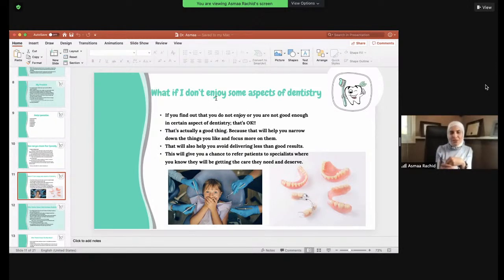Because at the end of the day, if you don't do a very good job, you'll see it tomorrow. Sometimes you really think, oh my God, I don't think this denture is the best denture I've delivered. What am I going to do? The patient's going to come next month. So you lose sleep, right? So just know what you don't like and send it out, and know what you like.